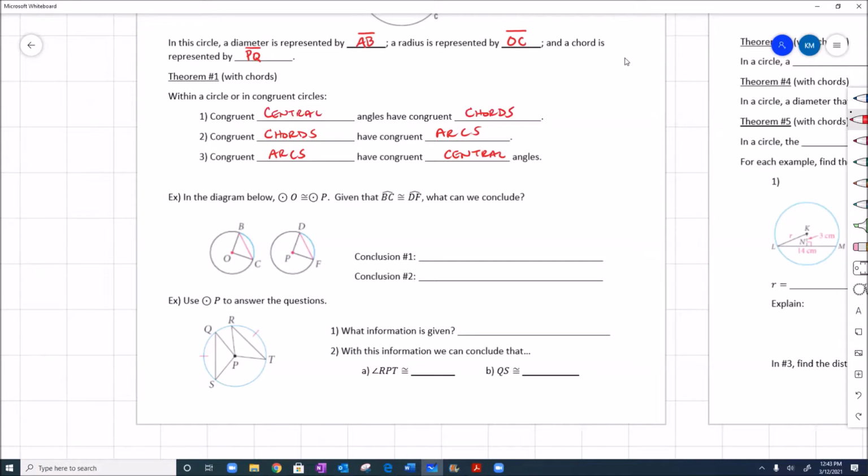Okay, so let's look at that a little bit. It says in the diagram below, circle O is congruent to circle P, basically saying that they have the same radius, they're the same size. So given that arc BC is congruent to arc DF, what can we conclude? My first conclusion would be, okay, that means the arcs are the same. That must mean our central angles are the same. So definitely, angle BOC should be congruent to angle DPF.